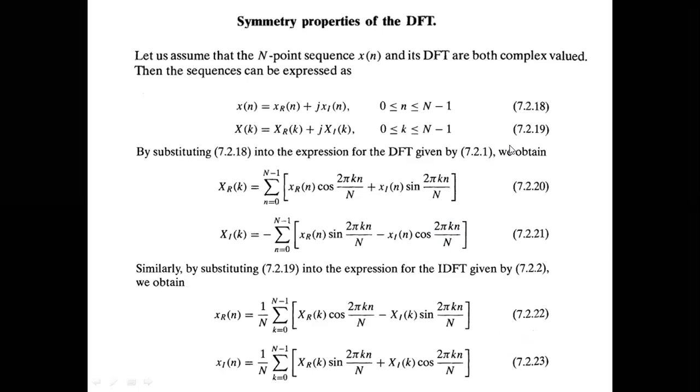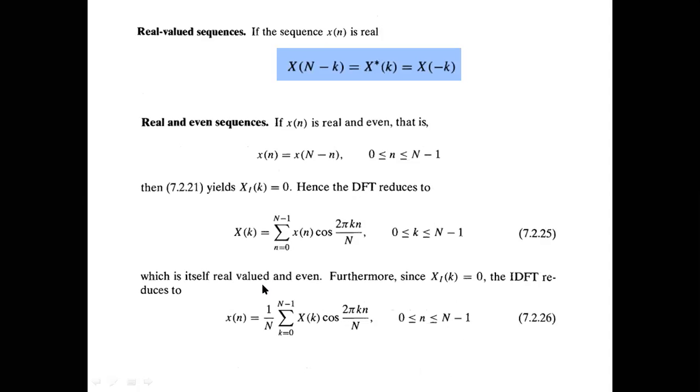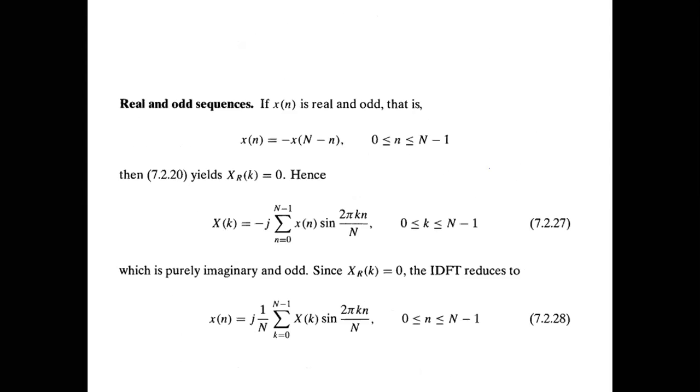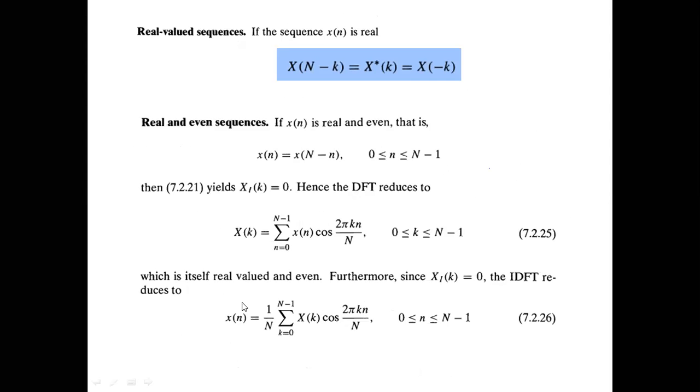Now let us see what we do from these. What properties are we talking about? So the first property that is coming into the picture is, what if x of n is real? If the sequence x of n is real, what's going to happen? The author says that if the sequence is real, then X of N minus k is equal to X conjugate of k. We have seen enough examples of these.